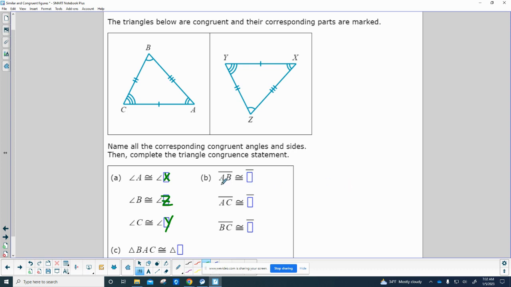Okay, how about side AB? Well, side AB is this side right here. So the one that's congruent to that would be XZ. Side XZ. Well, side AC is this one right here. So the one that corresponds to that would be XY.